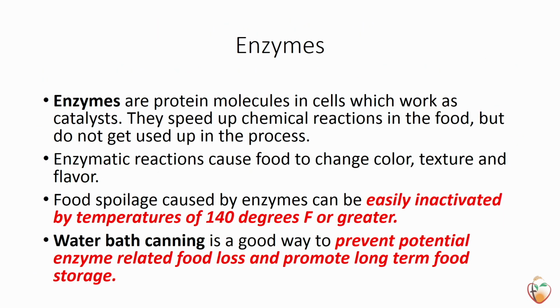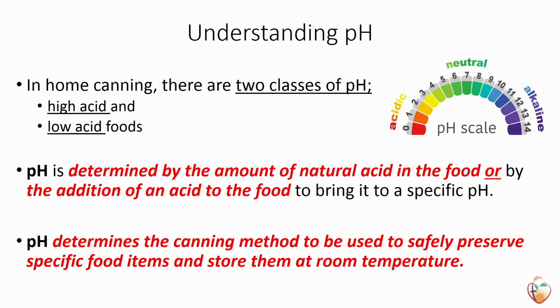Enzymes are protein molecules in cells which work as a catalyst. They speed up chemical reactions in the food but do not get used up in the process. Enzymatic reactions cause food to change color, texture, and flavor. Food spoilage caused by enzymes can be easily inactivated by temperatures of 140 degrees Fahrenheit or greater. Water bath canning is a great way to prevent potential food loss and promote long-term food storage.